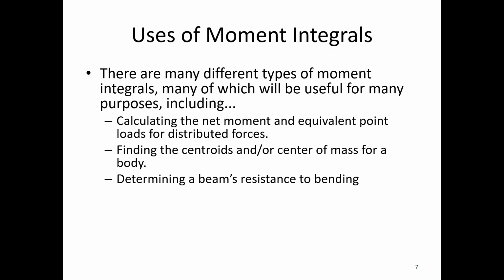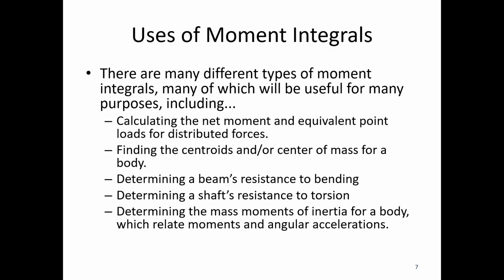We can determine a beam's resistance to bending if we look at the cross section and do the second area moment integral. We can determine a shaft's resistance to torsional forces or torsional moments if we look at the cross section of that shaft and determine the second area polar moment of inertia. And we can determine the mass moment of inertia for a body, the I value, which is a shape's resistance to angular accelerations.